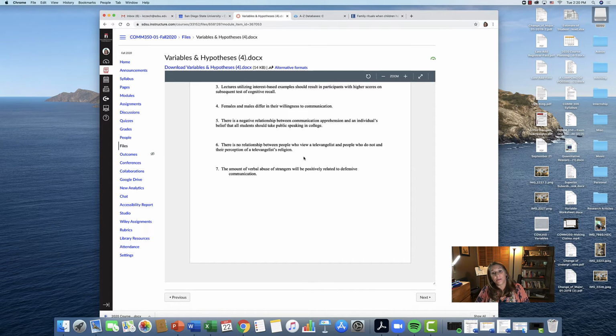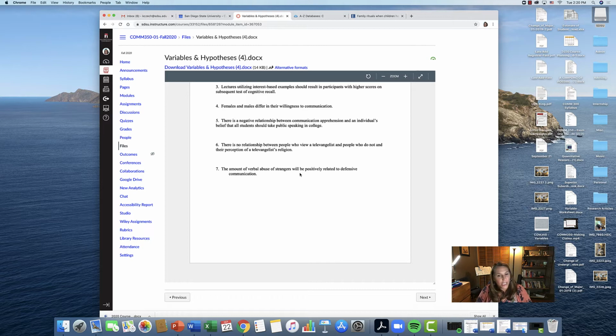If you get a lot of verbal abuse from strangers or if you do not, which makes that the independent variable. It's the one you're manipulating to get to the effect. I have a sentence here. There's a period at the end. This must be a hypothesis.